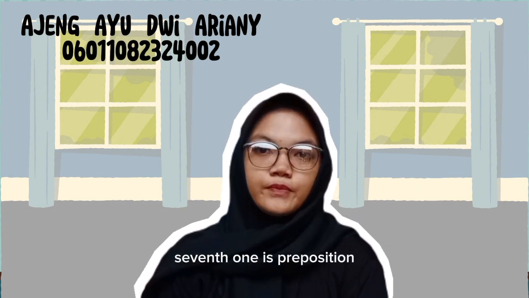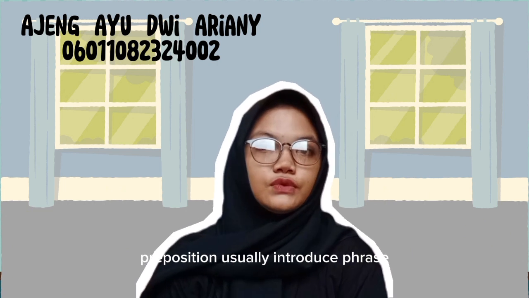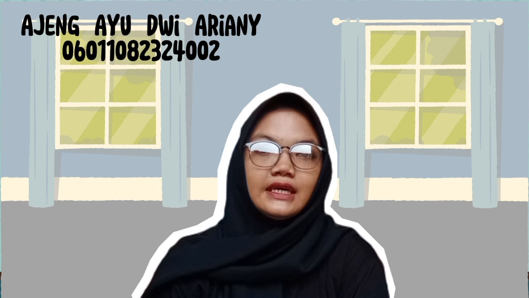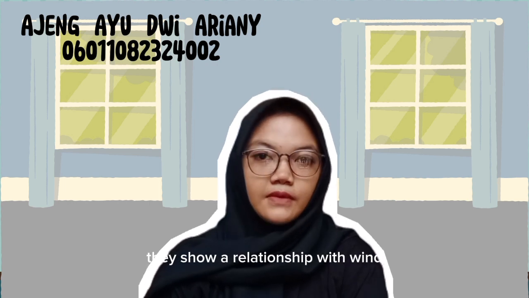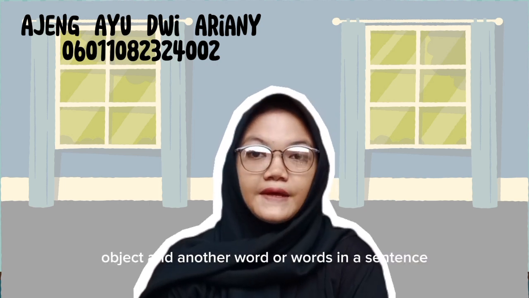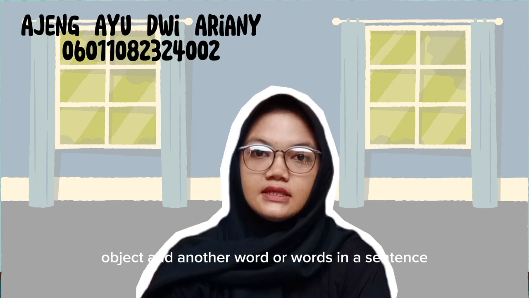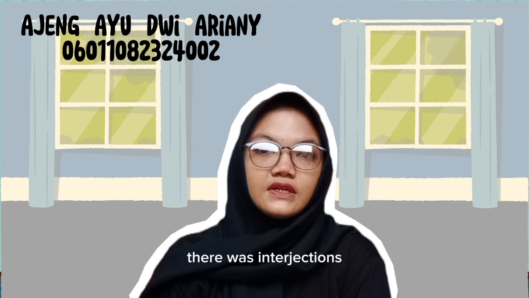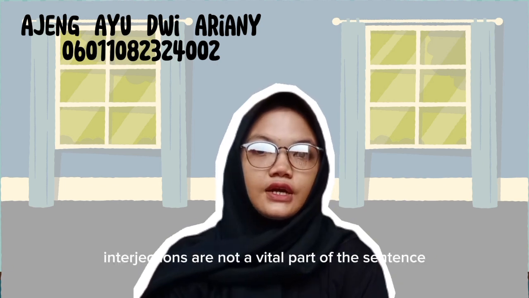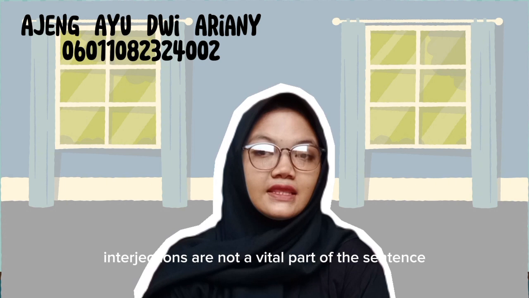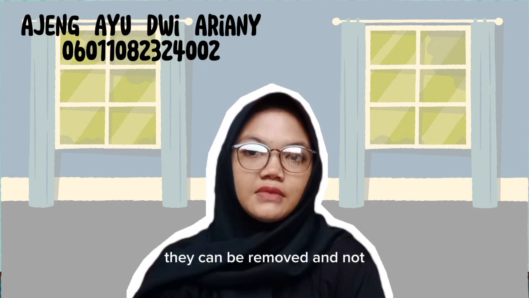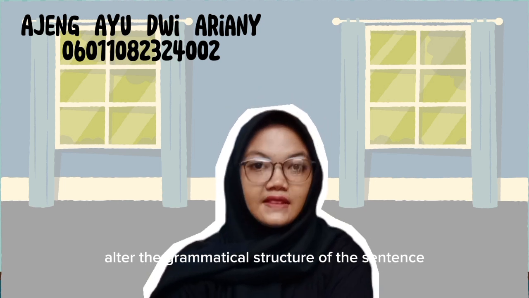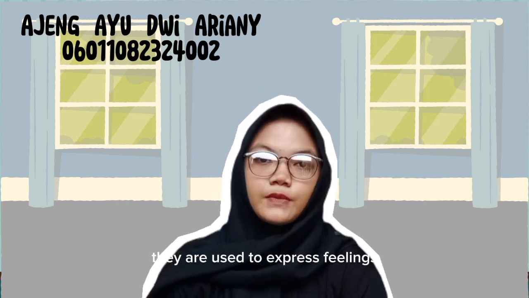Seventh one is preposition. Prepositions usually introduce a phrase that ends in a noun or pronoun. They show a relationship between the object and another word or words in a sentence. And for the last one, there are interjections. Interjections are not a vital part of the sentence grammatically. They can be removed and not alter the grammatical structure of the sentence. They are used to express feelings.